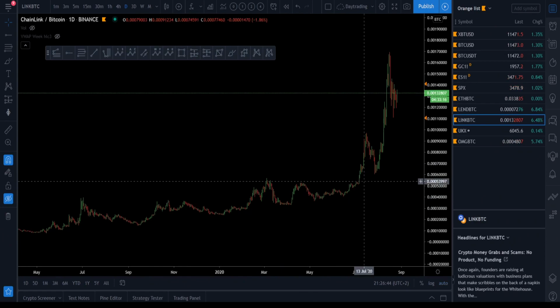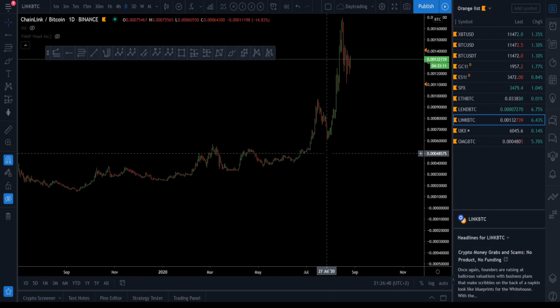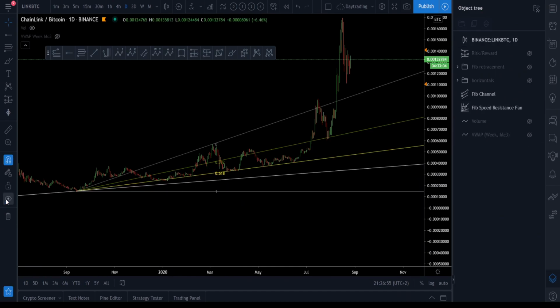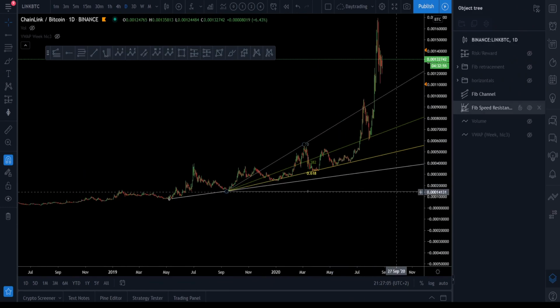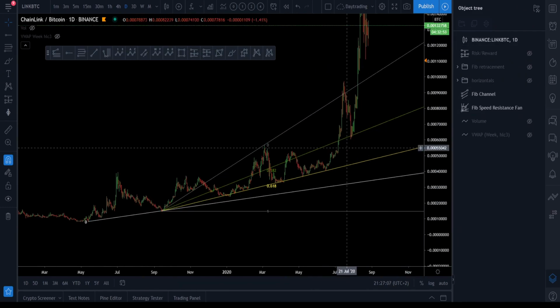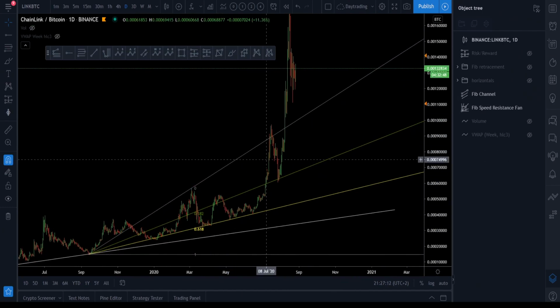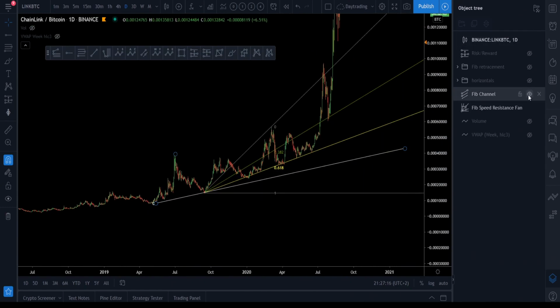Not going to make it too long, but basically I have been in Link for a very, very long time now, all the way from, let me pull up that speed resistance fan, all the way from the 618. Of course, I've been taking profits and adding back on, and my entry is literally not here anymore at all. But I have been trading Link basically all the way up, which is pretty cool.